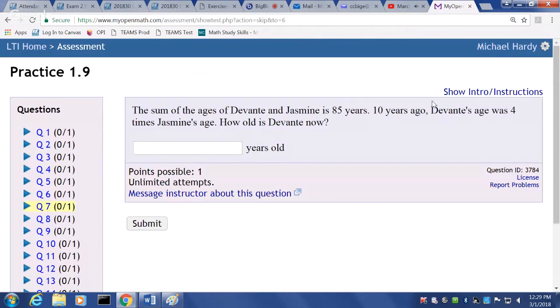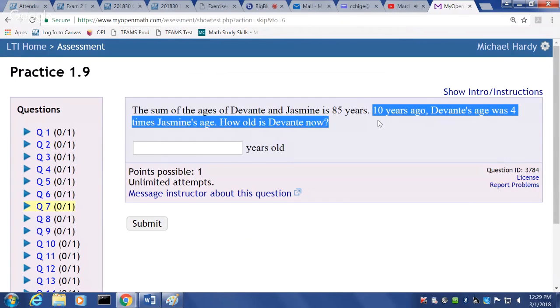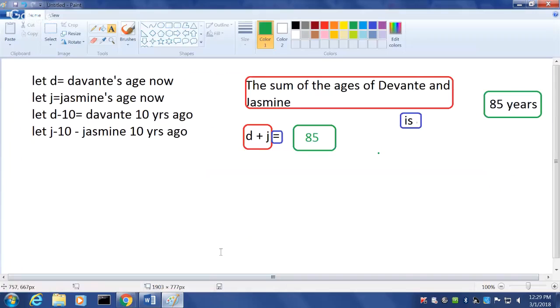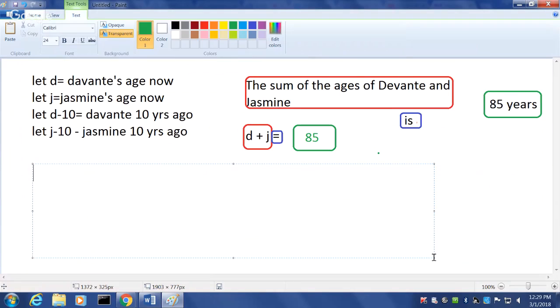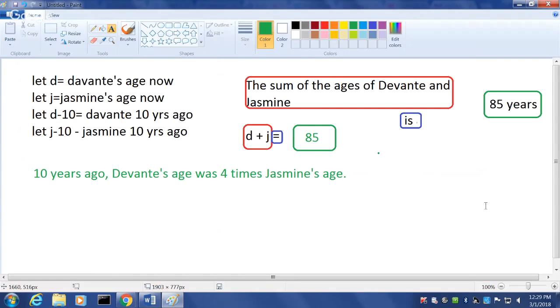Okay. And so we've got this second sentence that 10 years ago, Devonte's age was 4 times Jasmine's age. So let's put that on here. Okay, so we have that sentence right there. So how do we make that into something with symbols?